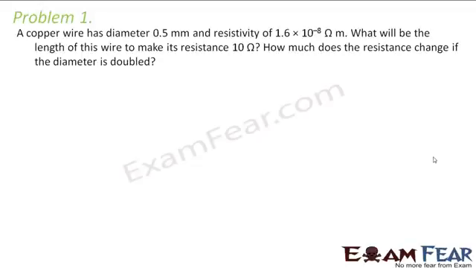So here comes problem number 1. It says a copper wire has a diameter of 0.5 millimeters and resistivity of 1.6 into 10 to the power minus 8 ohm meter. What will be the length of this wire to make its resistance 10 ohms?